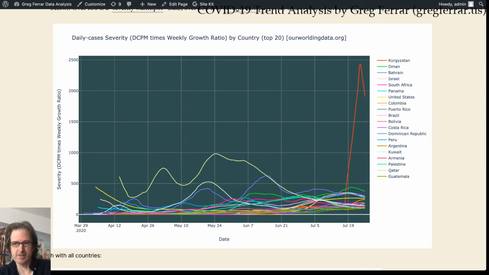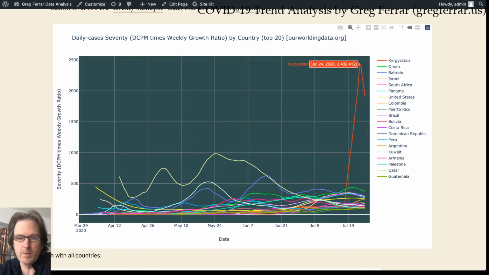This manifests itself in Kyrgyzstan, which has actually a large number of cases, but also a large growth rate. And Kyrgyzstan is showing this extraordinarily high number now of 2,000 severity. Even Qatar never reached 2,000, but here's Kyrgyzstan at 2,000. This will probably flatten out a little bit. It is a moving average, so I don't know if the spike will stay there. Actually, the spike probably will stay there. This is probably just an anomaly.